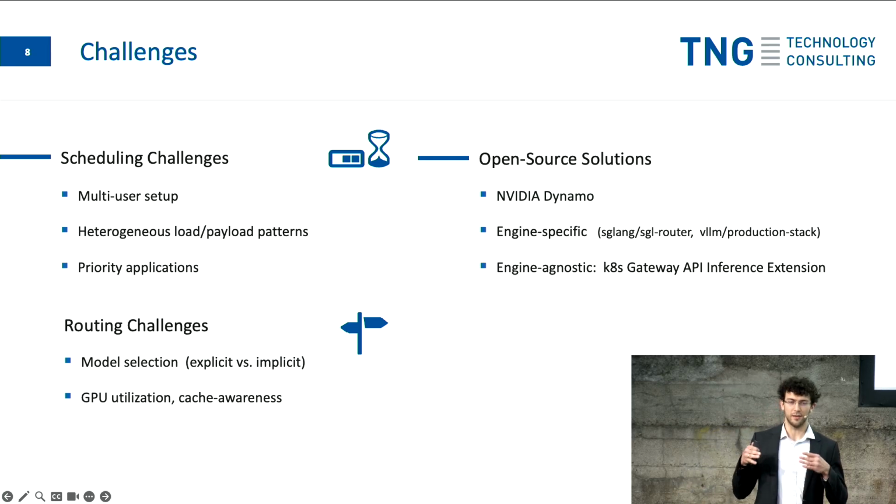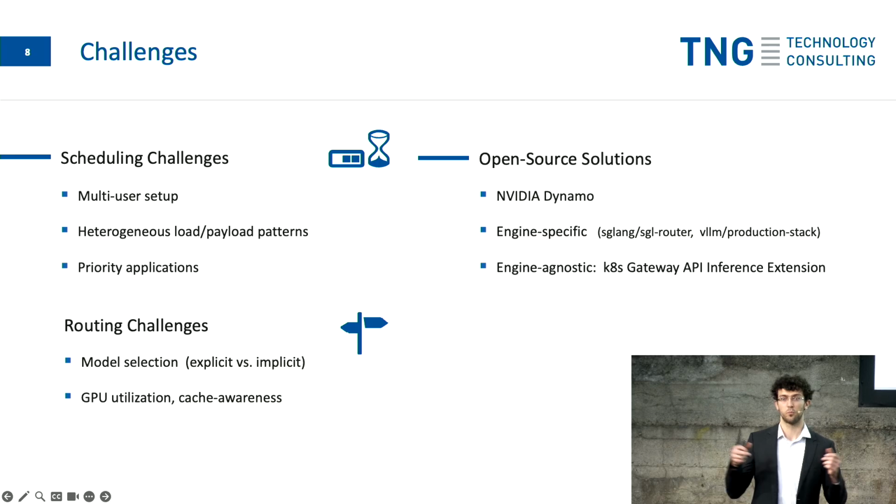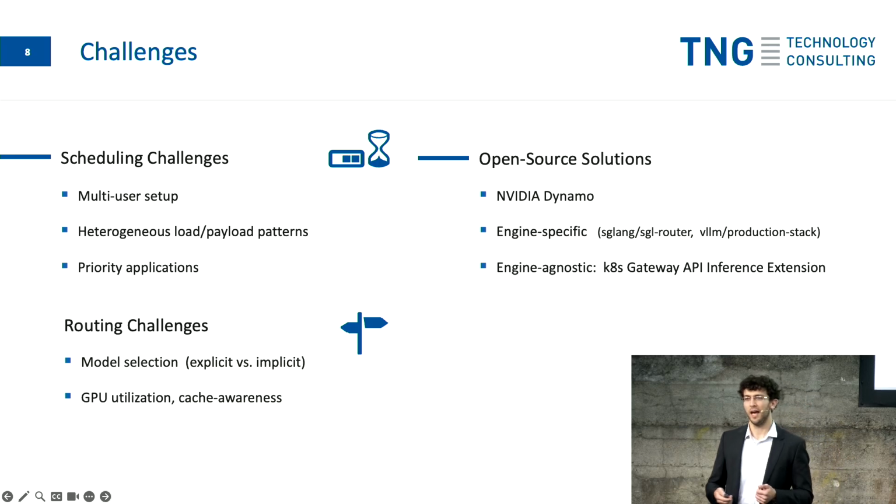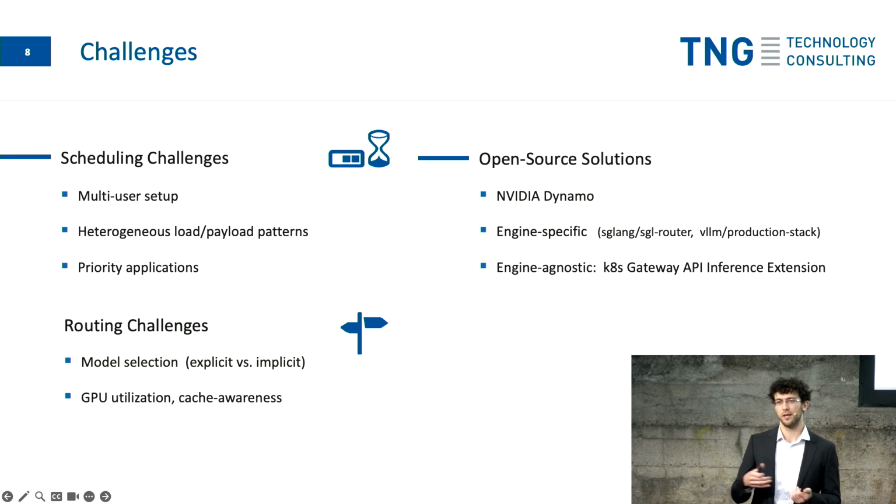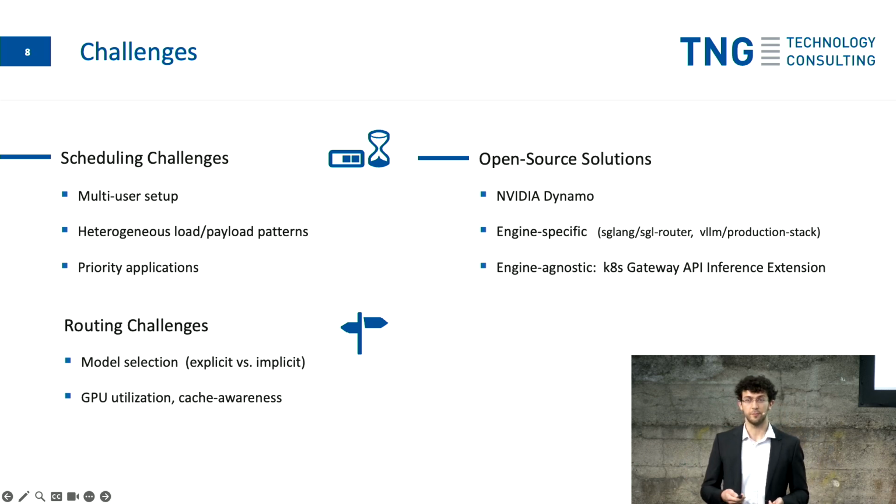Basically, it's a separate Kubernetes resource that fulfills the task of routing the request to the optimum endpoint. And so it's not a deployment of some container image, but it's really a separate Kubernetes resource. And that could interact with any inference engine in the backend.